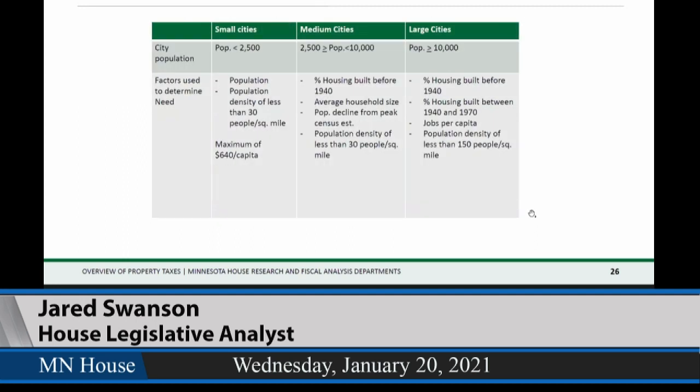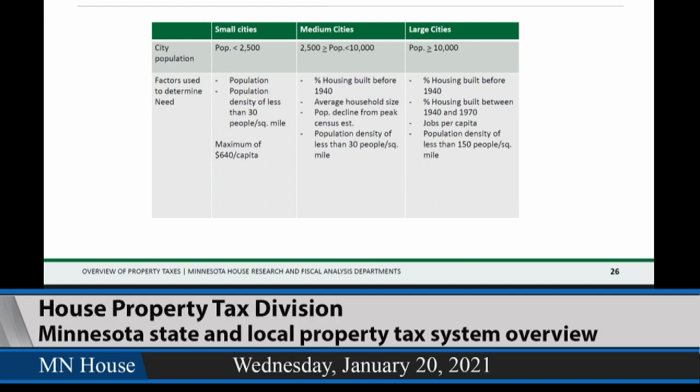So here are those need measures. For small cities, the factors that go into determining the city's need are the population of the city and the population density within the city. For medium-sized cities, the factors that go into determining need within the LGA formula are the age of housing stock within the city, the household size within the city, the population decline the city has seen in recent years, and the population density. And finally, for larger cities, the factors that determine need include the age of housing stock, jobs per capita, and population density. Next slide, please.